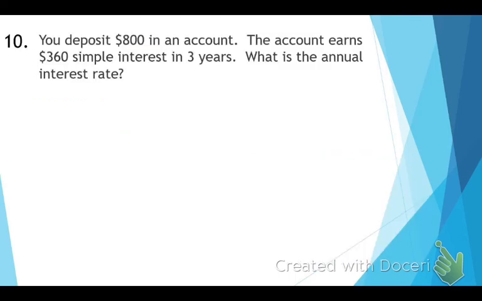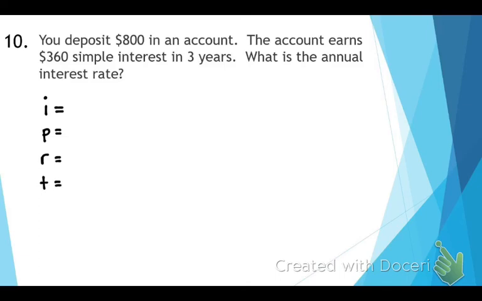All right, for this problem, you deposit $800 in an account. The account earns $360 simple interest in 3 years. What is the annual interest rate? Guys, what's the formula I need to use for a problem like this? I equals PRT. So we're trying to find the I, the P, the R, and the T.